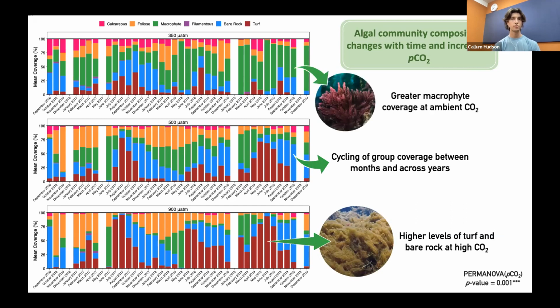Whereas on the other hand, at the reference sites, there was a larger amount of structurally complex macrophytes, as well as more calcareous algae, with the highest macroalgal biomass occurring in the spring and summer, much like the turf for the acidified sites.